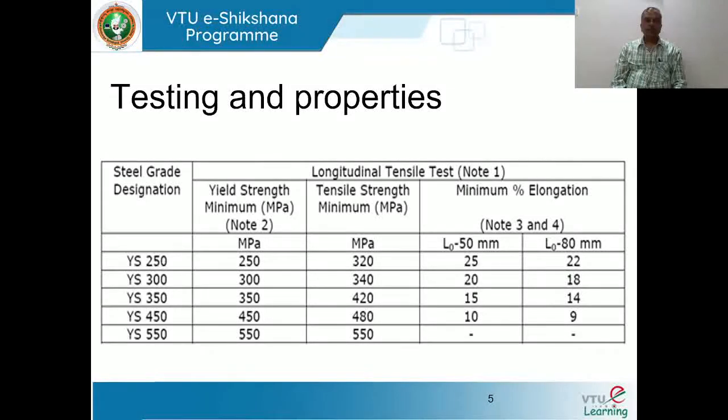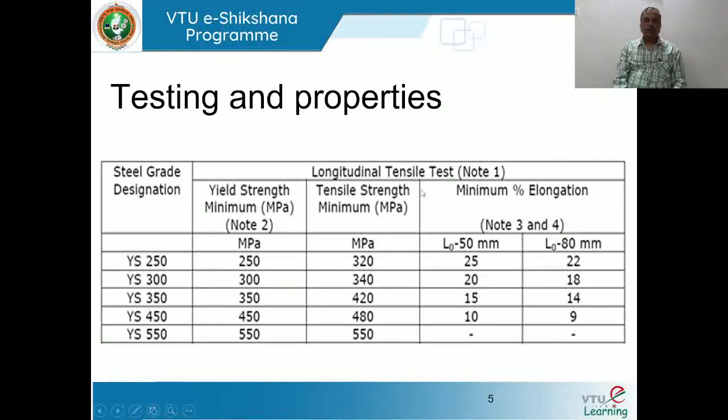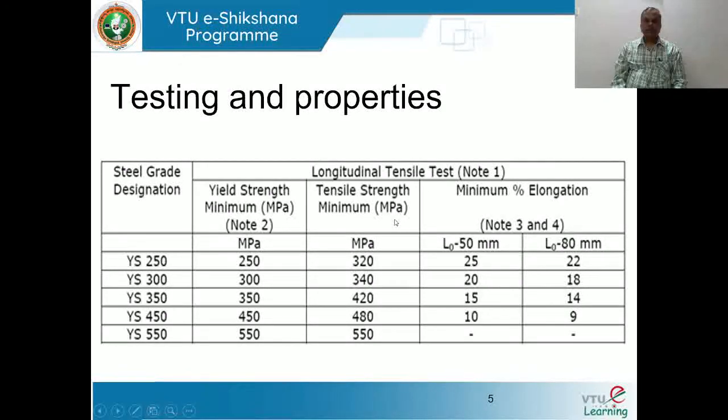When you go and test it, you should get a minimum yield strength of 250 and slightly above that. So that is where the tensile strength of the material comes into picture. This is what the tensile strength minimum that is being expected. So this is the ultimate tensile strength of the material. This is what we have seen in the stress strain diagram. This is the yield strength corresponding to the lower yield point, and this is the ultimate tensile strength of the material, referred to as just the tensile strength.